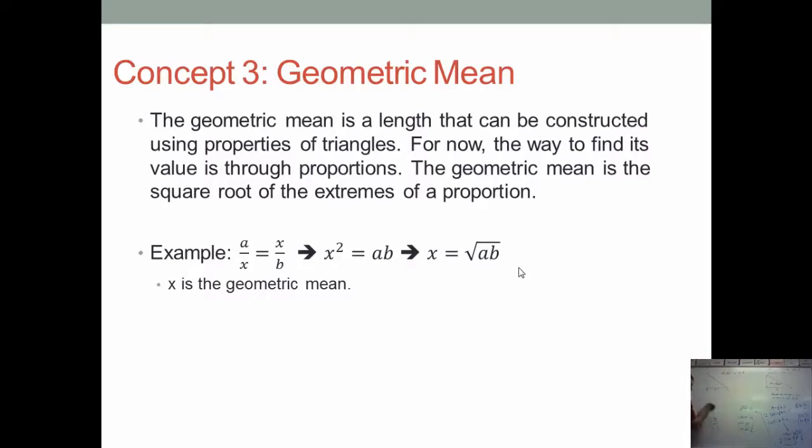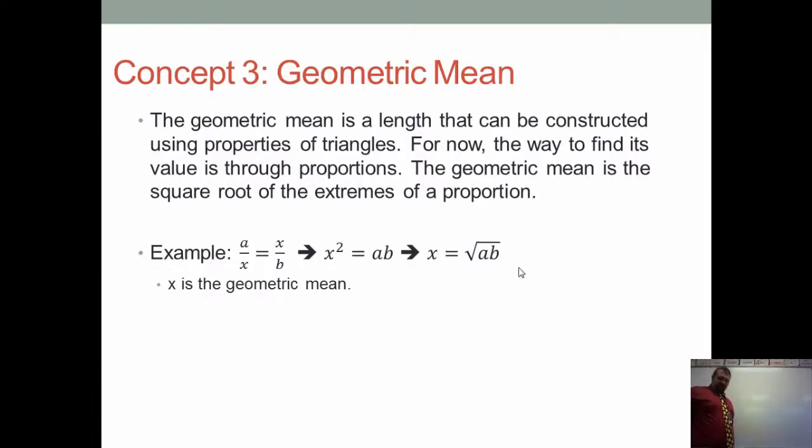The geometric mean is exactly what it sounds like. For those of you that know what a mean is, it's the average of something. And when we talk about a geometric mean, it's basically the average shape. There's ways to draw numbers like square root of 2 and square root of 3 and square root of 4. And the way we get them geometrically is by drawing certain properties that we'll learn about in this chapter.